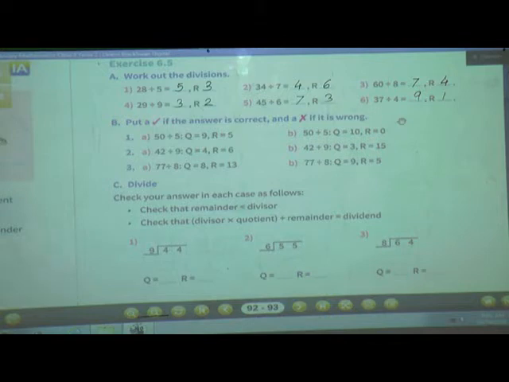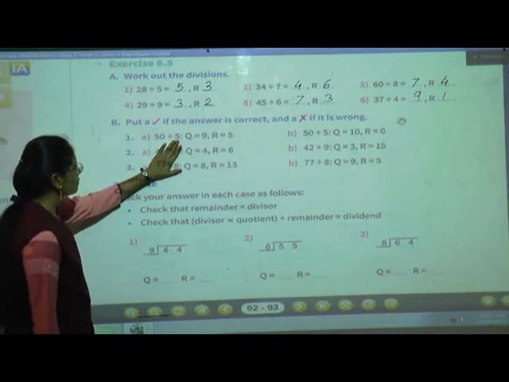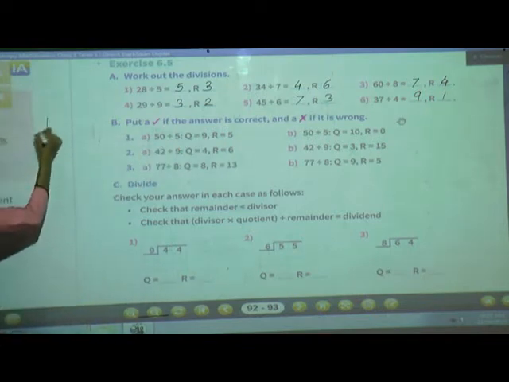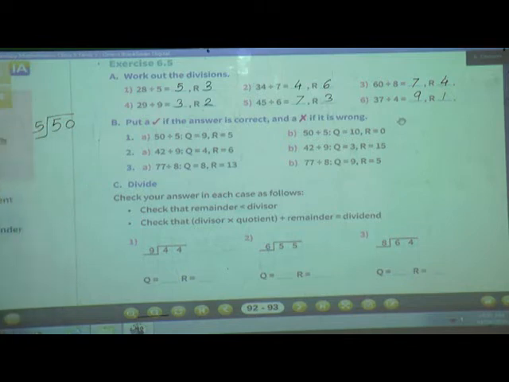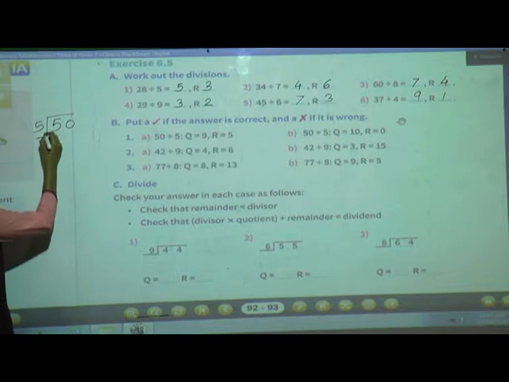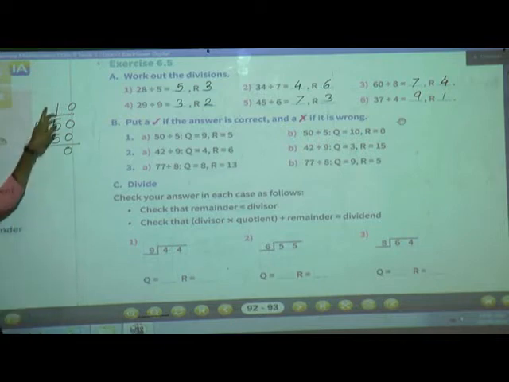50 divided by 5. Now let us solve this. We will solve and then we will check. 50 divided by 5. Now we have to see the table of 5. Is 50 there? Yes. 5 tens are 50. Now what quotient did we get here? 10. Okay. So the quotient is 10 and the remainder is 0.